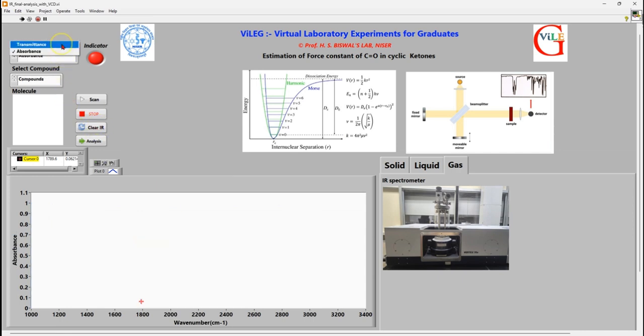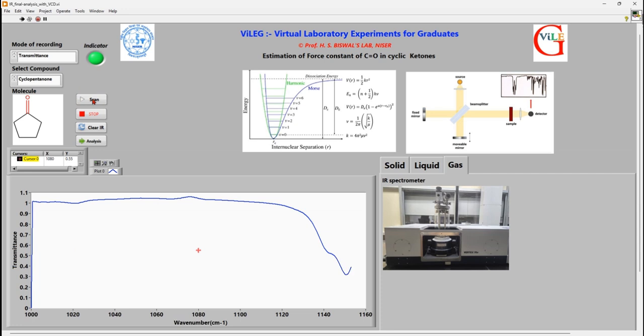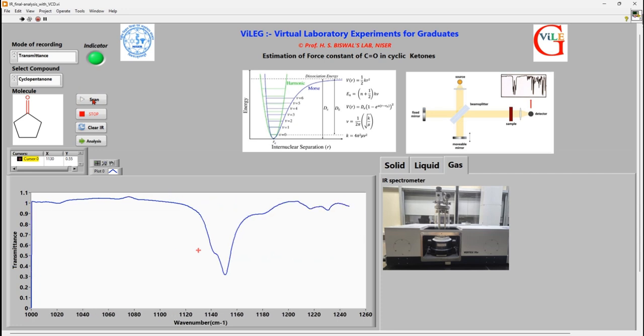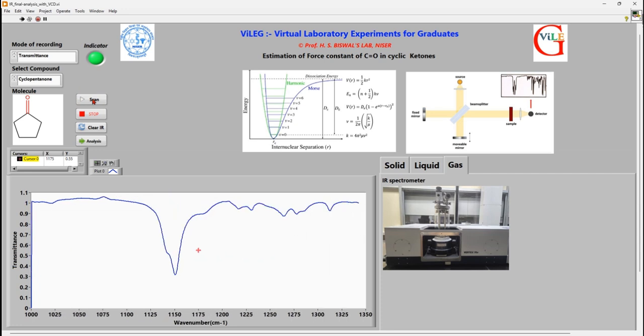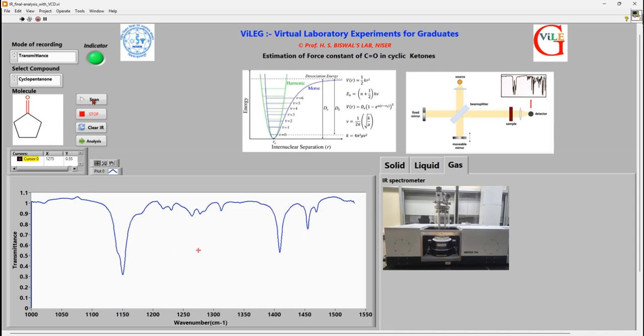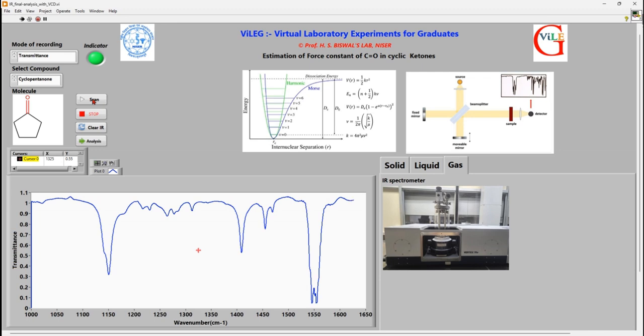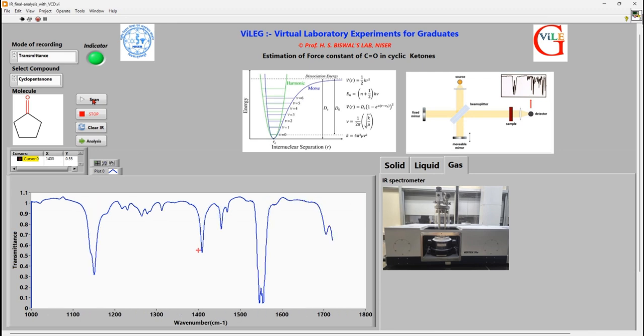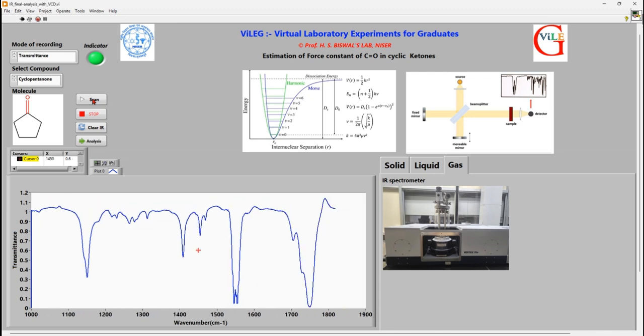Let's set it to transmittance, then set the compound as cyclopentanone. So we have another ketone. Then let's hit the scan button. Here is the IR spectrum of cyclopentanone, and cyclopentanone has a total of 14 atoms, so it will have 36 vibrational degrees of freedom.